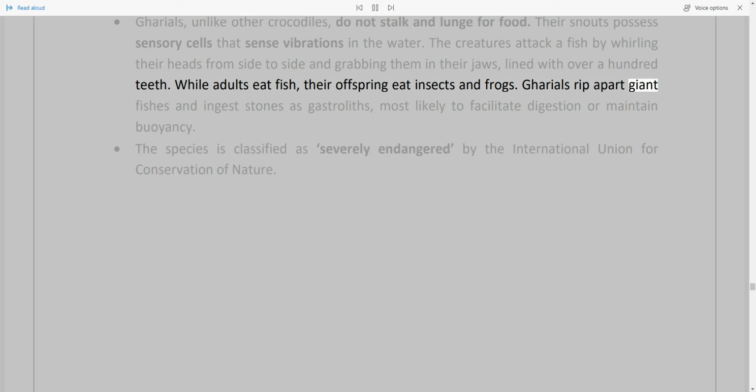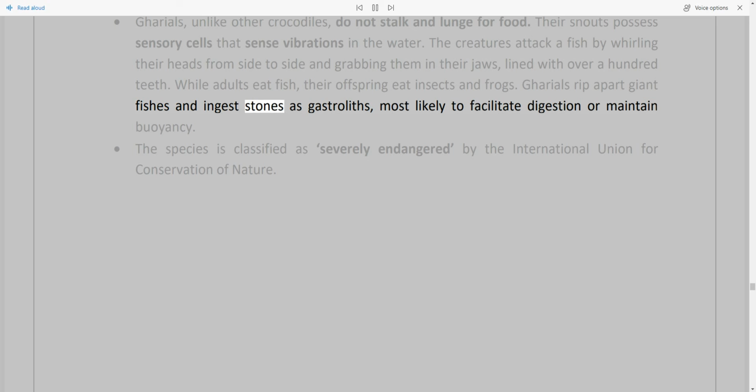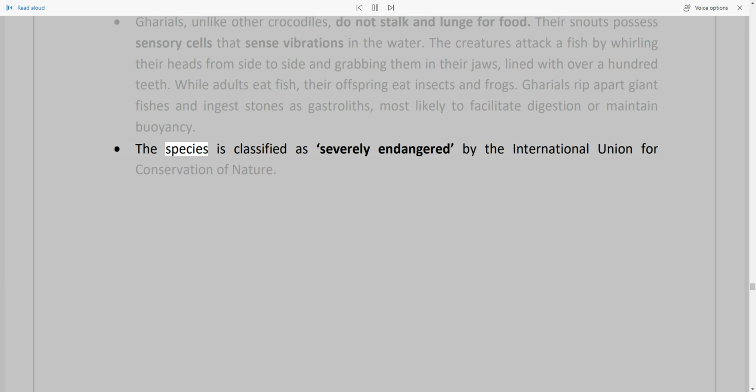Gharials rip apart giant fishes and ingest stones as gastroliths, most likely to facilitate digestion or maintain buoyancy. The species is classified as critically endangered by the International Union for Conservation of Nature.